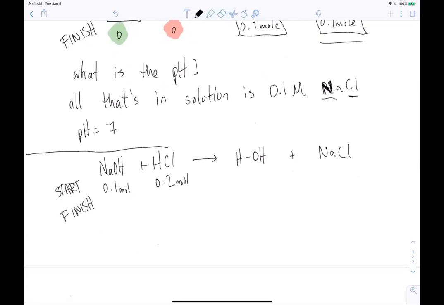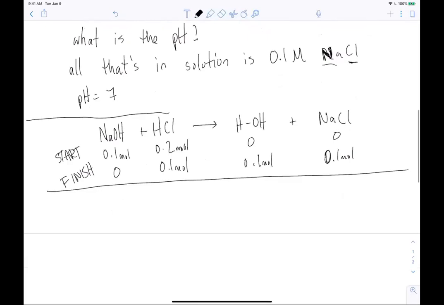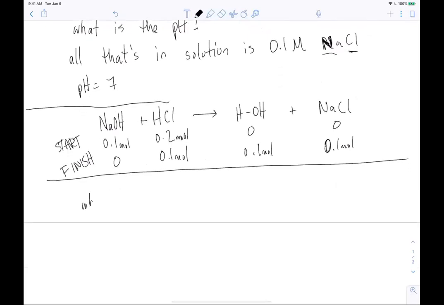Okay, so at the finish of this reaction, these things react 1 to 1. We're not going to have any sodium hydroxide left over, but we're going to have 0.1 moles of HCl left over, and we're going to form, it's silly to think of water as being 0, it's not really 0, but we're going to form 0.1 moles of H2O, and 0.1 moles of sodium chloride. Now our question is, what is the pH of this?